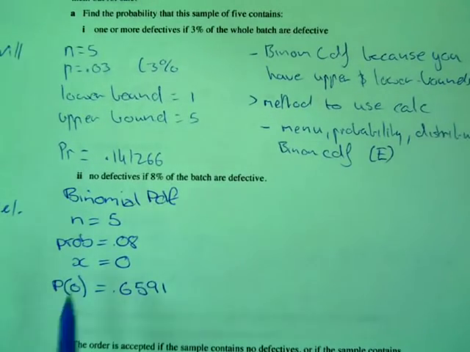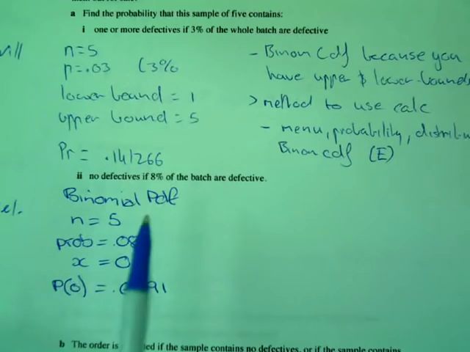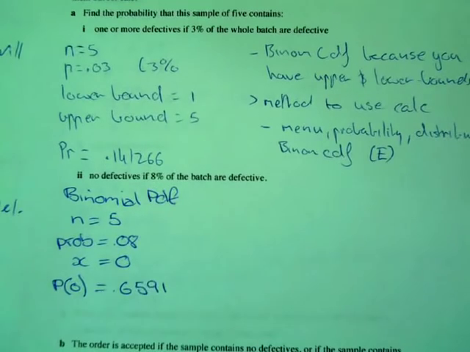Cool. Back to Mel for part 2 of that one. This was just a straightforward binomial PDF using n as 5. The probability is 0.08 because that's 8%, and x is 0, and the answer I got was 0.6591.